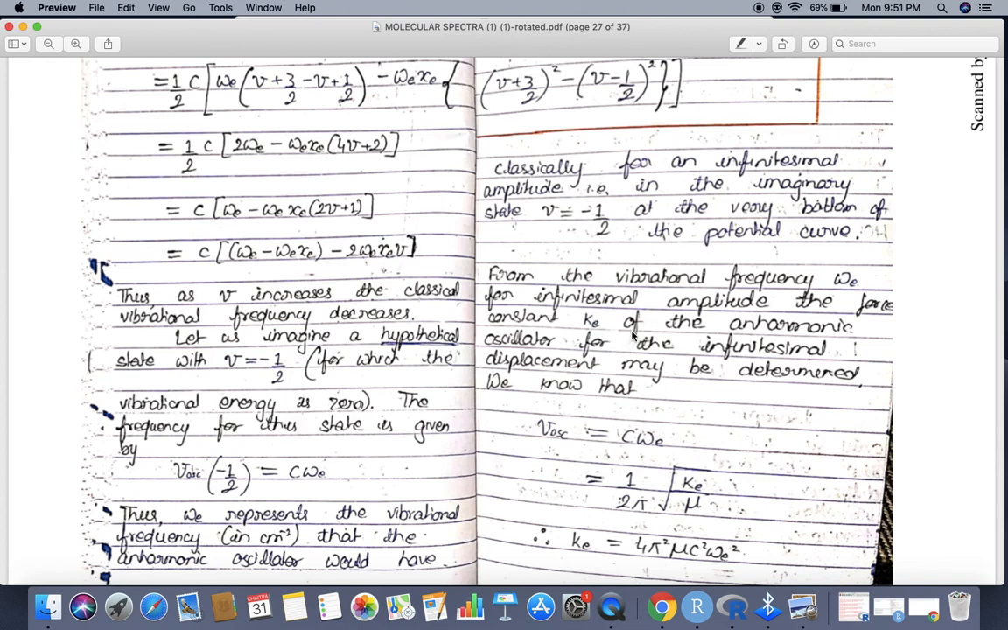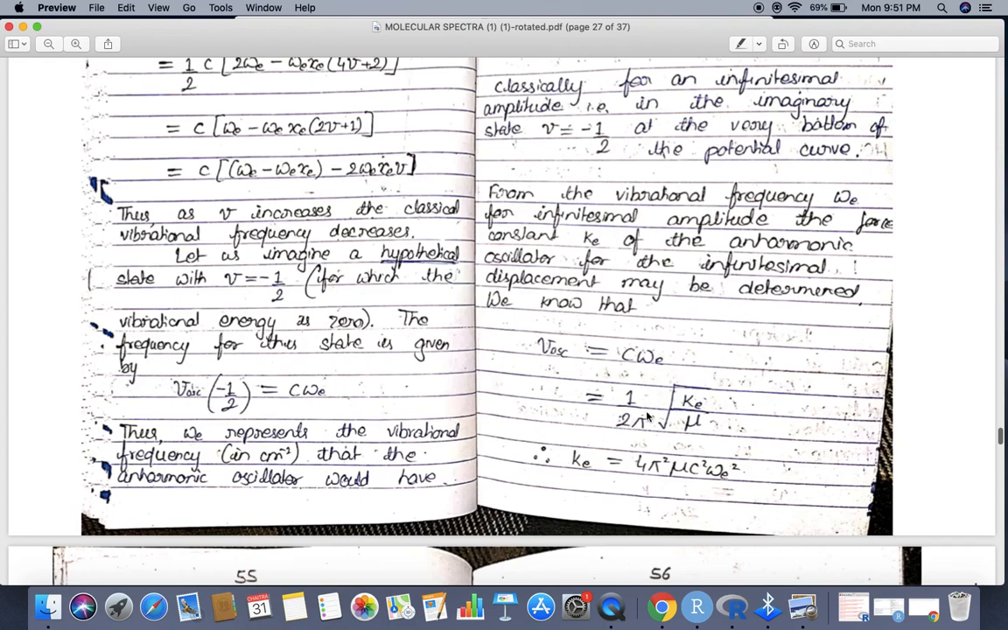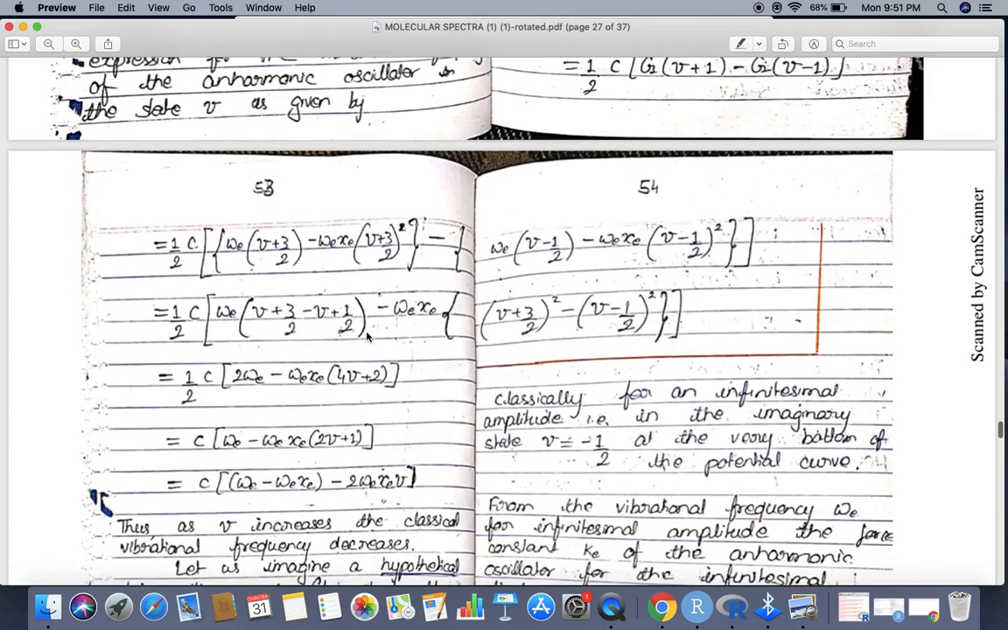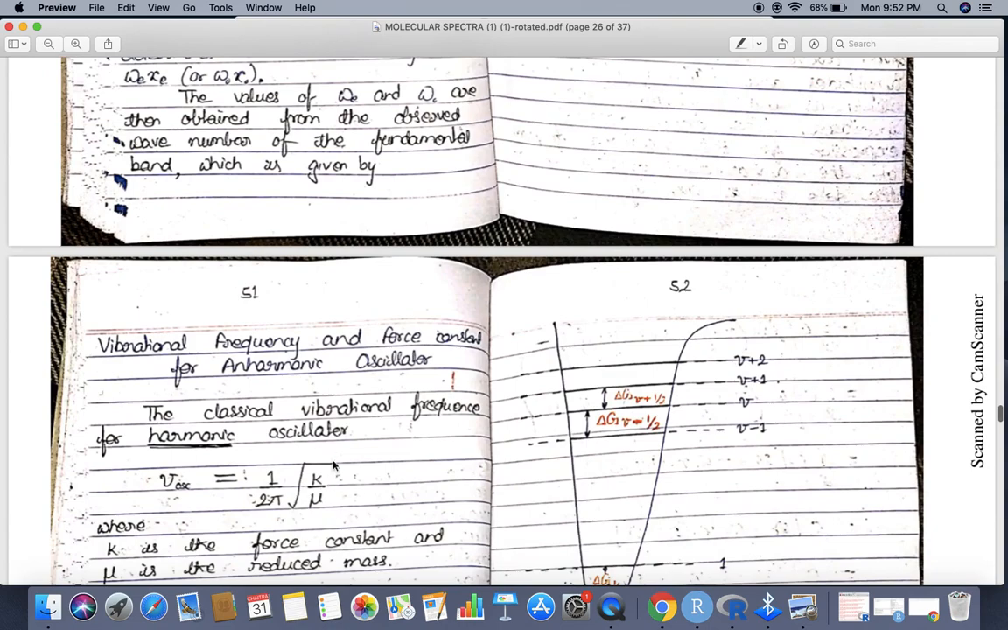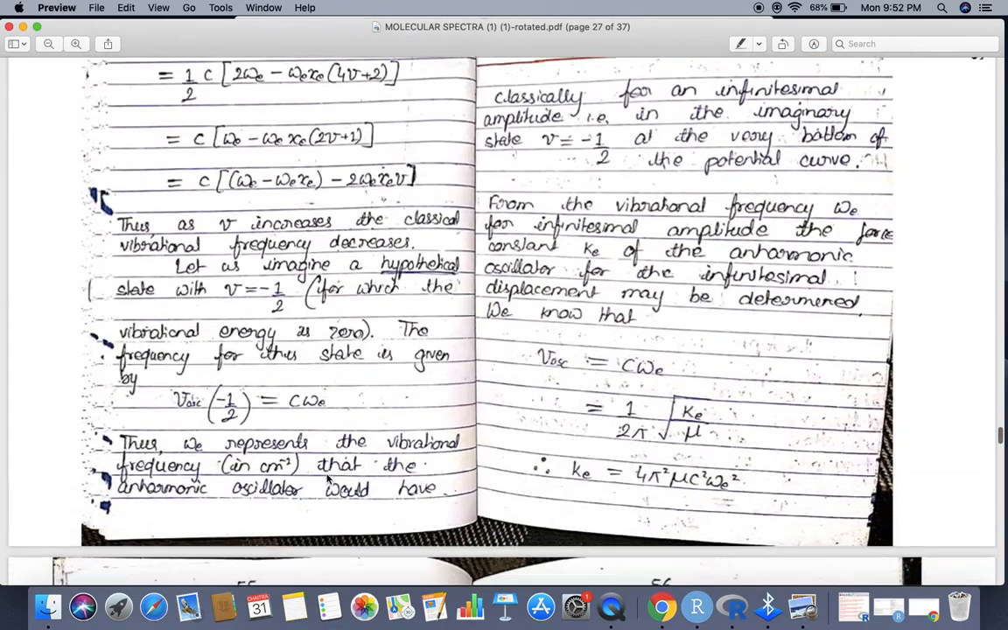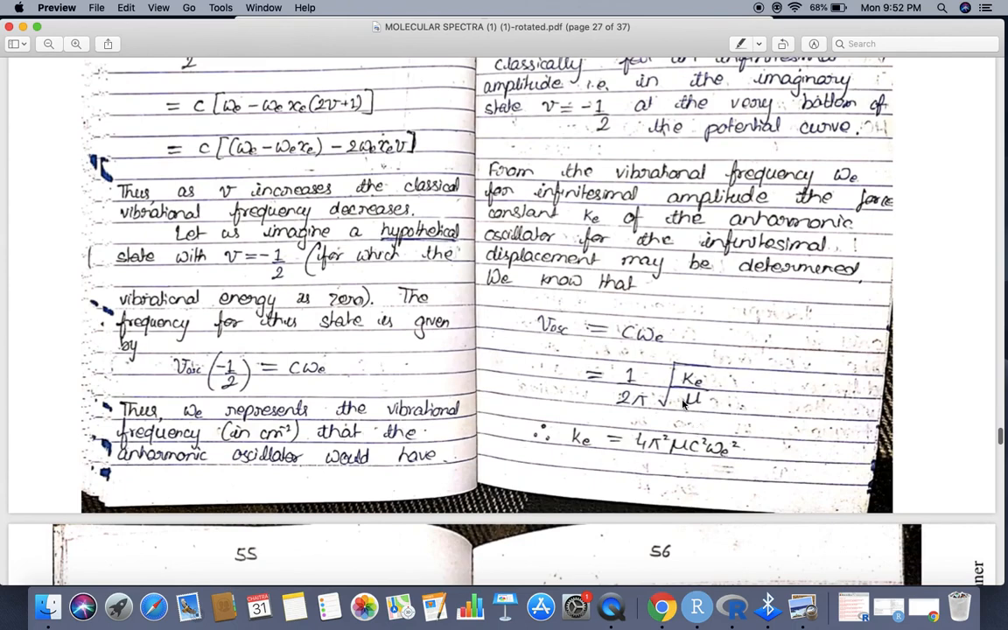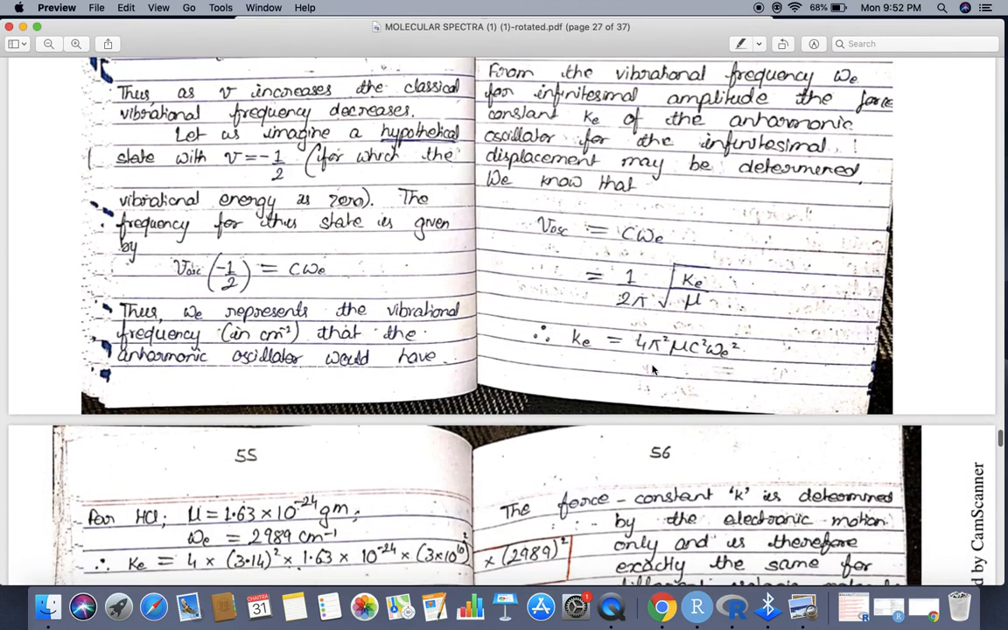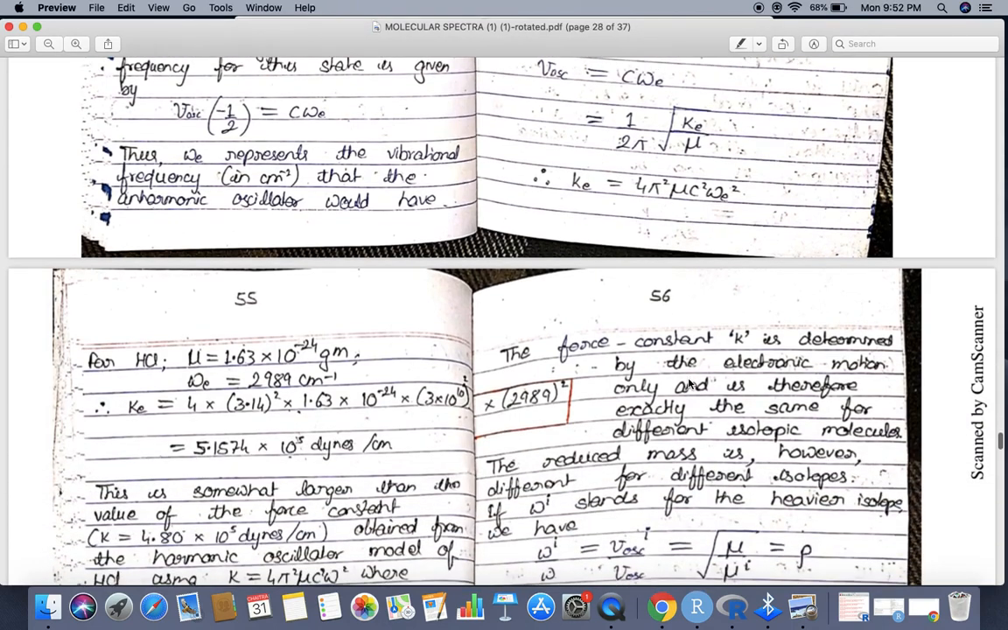of the anharmonic oscillator for this infinitesimal displacement may be determined with the help of nu oscillating equal to c of omega e, and we know that nu oscillating is 1 upon 2 pi under root Ke divided by mu, from this equation. Now in place of k we have Ke. Then simply from this relation, you have Ke equal to 4 pi squared mu c squared omega e squared. The force constant k is determined by the electronic motion.